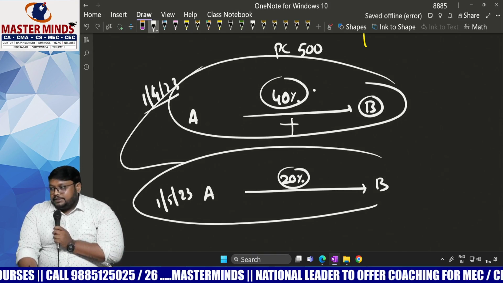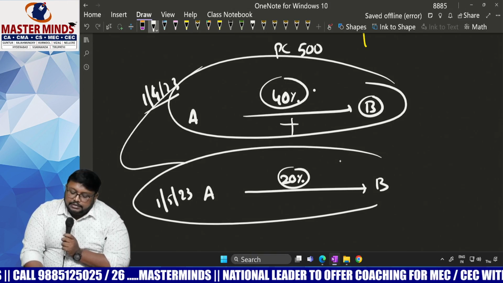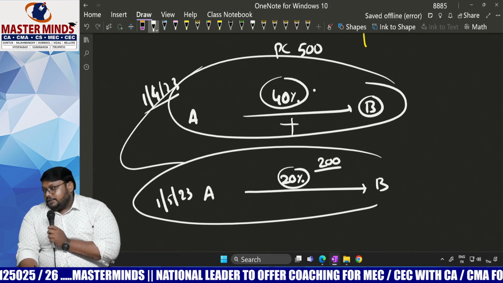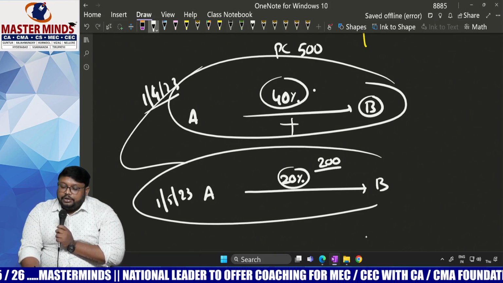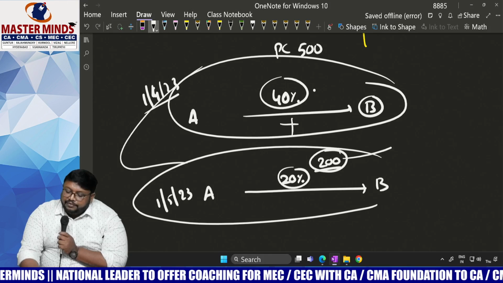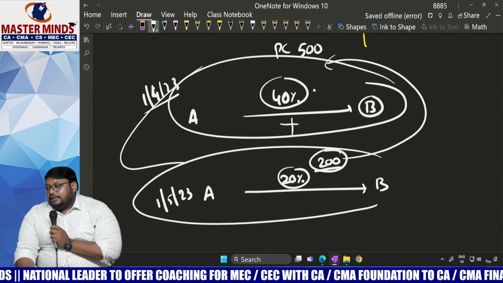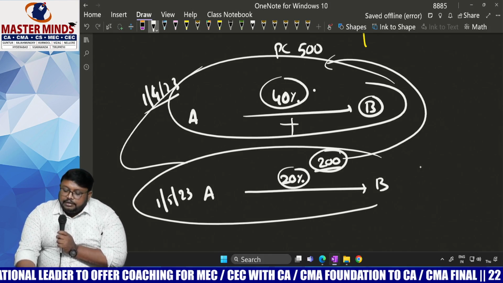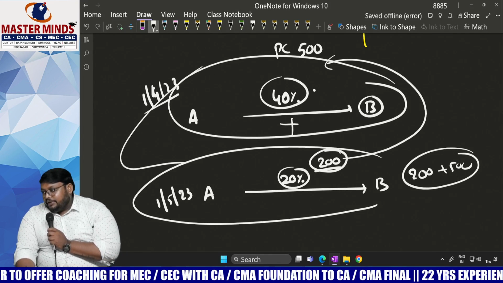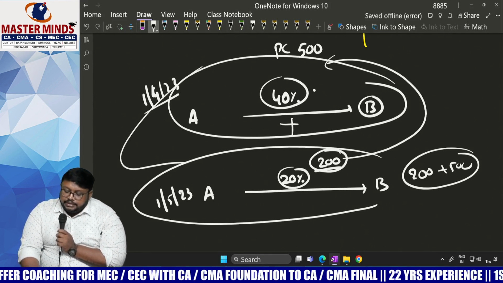500 for 40% stakes. Next, for 20% stakes I paid 200 purchase consideration. Now when you are doing a business combination, we have to consider purchase consideration. But if you have any previously held equity interest, that also we have to add. That means for 200 we have to add 500 as total purchase consideration.